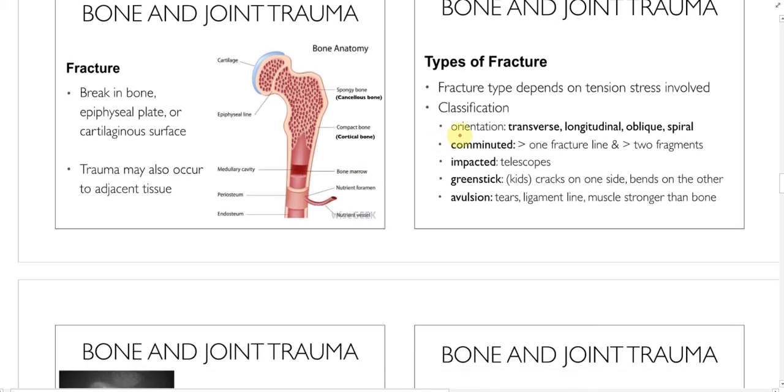So we have the orientation, which is going to be the shapes there, and comminuted is going to be where we have a fracture line that is more than one fracture line and results in more than two fragments.